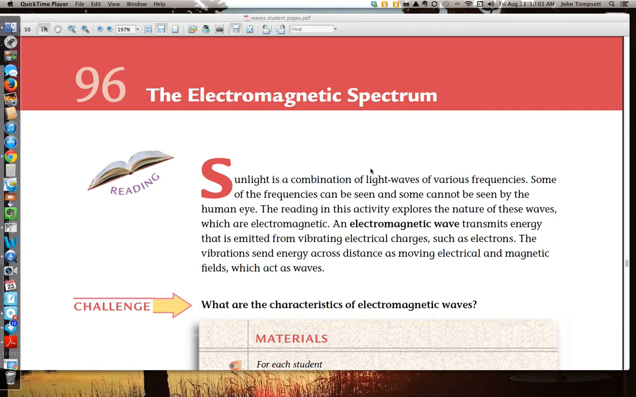Here we go. Sunlight is a combination of light waves of various frequencies. Some of the frequencies can be seen and some cannot be seen by the human eye. The reading in this activity explores the nature of these waves, which are electromagnetic. An electromagnetic wave transmits energy that is emitted from vibrating electrical charges such as electrons. The vibrations send energy across distance as moving electrical and magnetic fields, which act as waves.